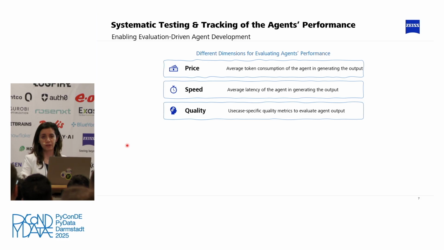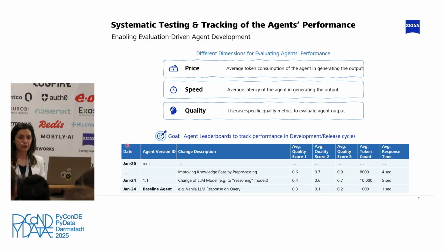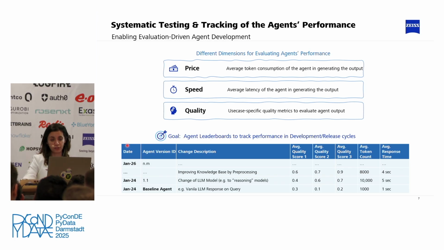And most of my talk would be around this quality and the use case specificity of this quality. Now, I would also like to tell you what the end goal is here. Our real end goal is to create, similar to LLM leaderboards, agent leaderboards. Meaning, in our development and release cycles, I would like to collect information about the performance of my agents with respect to these different dimensions and criteria that I talked about, such that we can make more informed decisions about our designs, and we can direct our effort in agent development in the right direction.